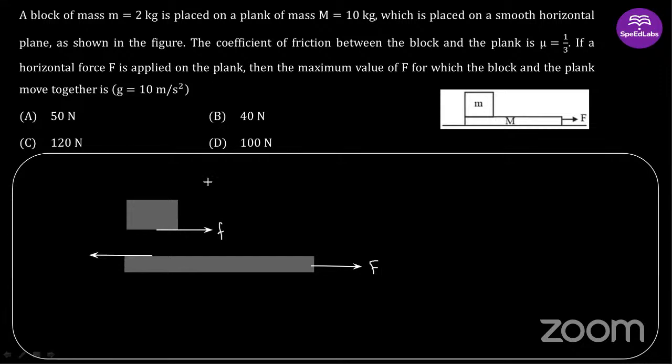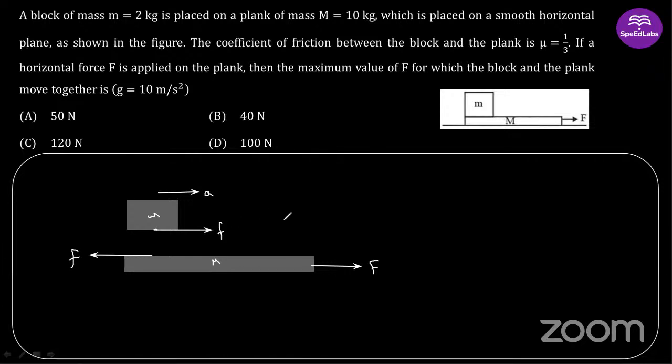will be acting on the plank in that direction. Now, what I need to do is find the maximum acceleration of this block of small mass m. This is capital M. Let us say the maximum possible acceleration is capital A for this. This is the maximum possible acceleration in the horizontal direction.